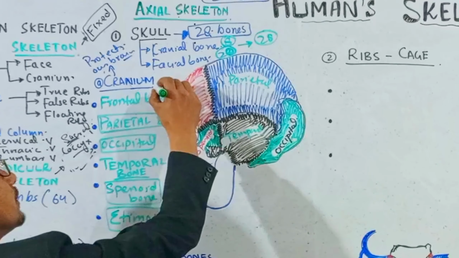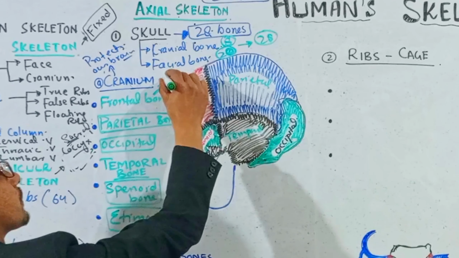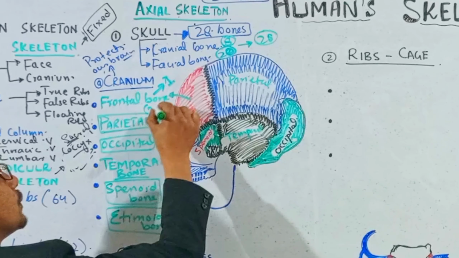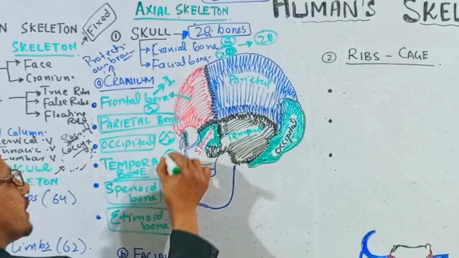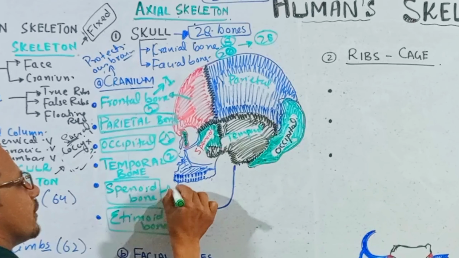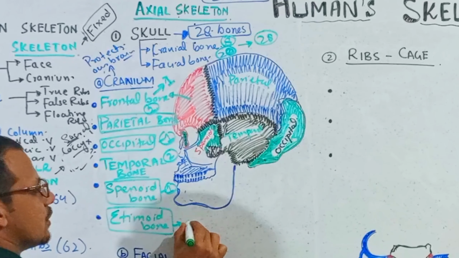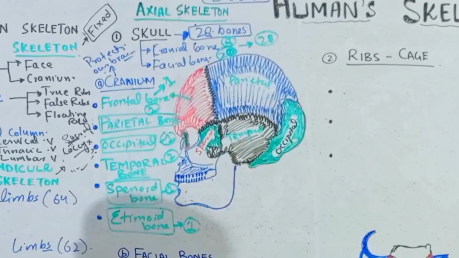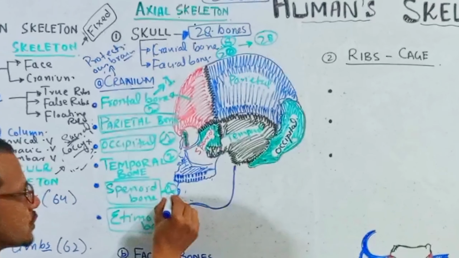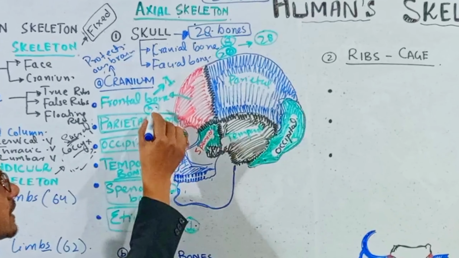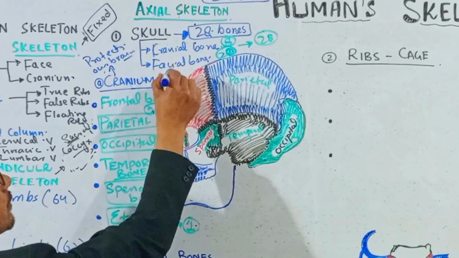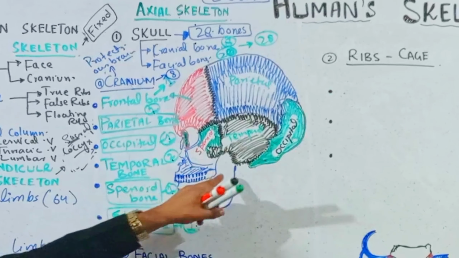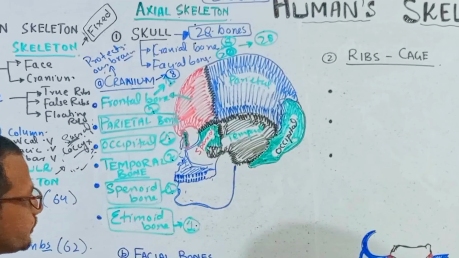The frontal bone is 1 in number, parietal are 2, occipital is 1, the temporal bones are 2 in number, the sphenoid bone is 1 in number, and ethmoid also 1 in number. If we count, this is 1, 2, 3, 4, 5, 6, 7, and 8. So the cranium is composed of 8 bones.